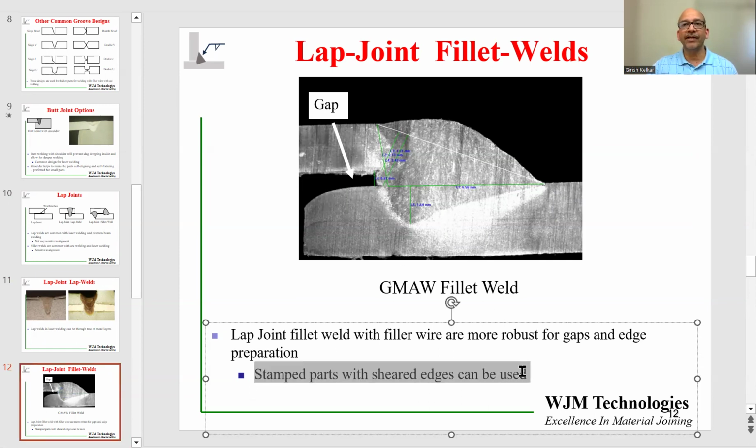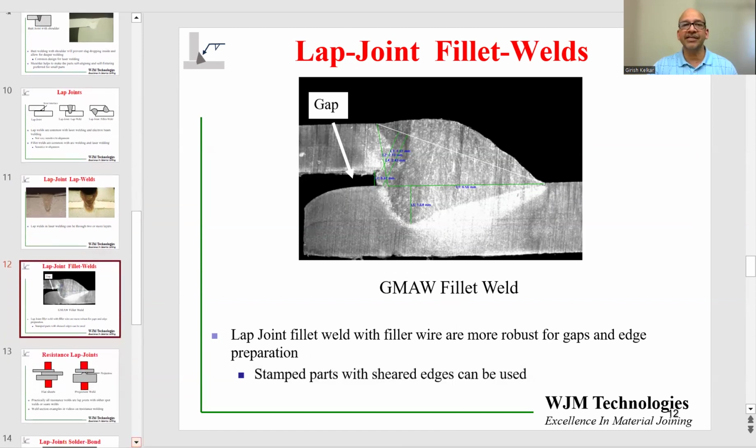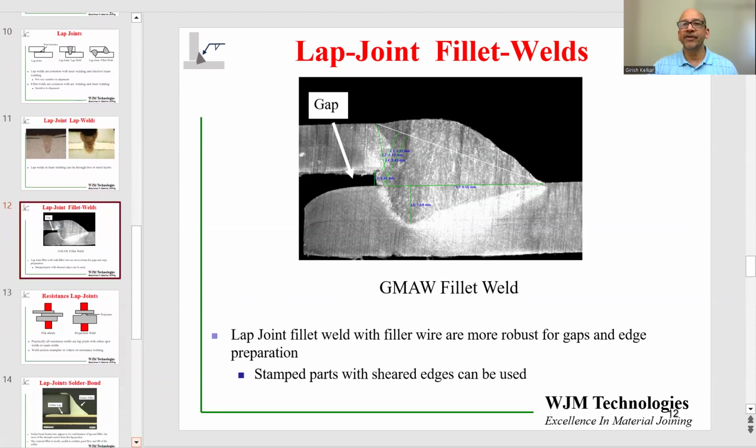So a fillet weld in a lap joint can be made, especially in parts which are stamped and the edges are sheared, so nothing is absolutely perfect, and you can still make a good weld. And that is where a filler wire and GMAW come into play. So these welds are very common in automotive chassis assembly and frame assembly, where a lot of the components are indeed stamped and sheared, and they are not perfect.